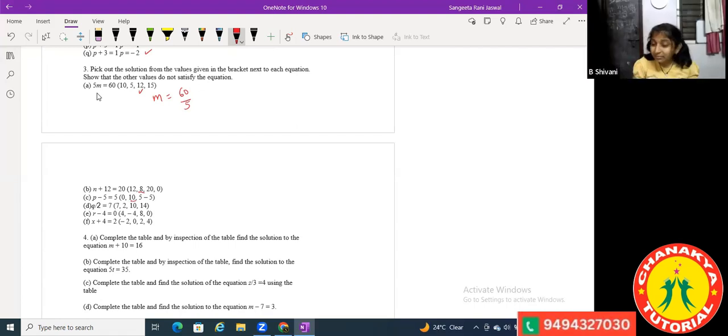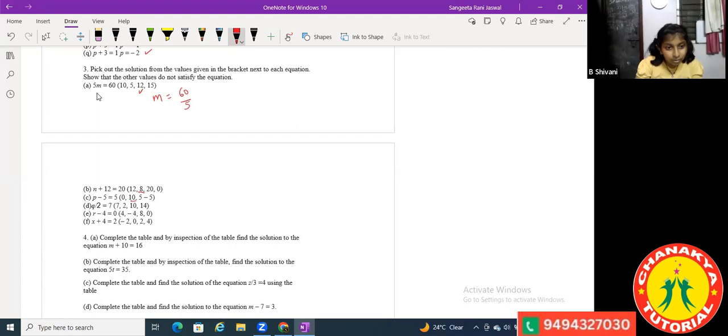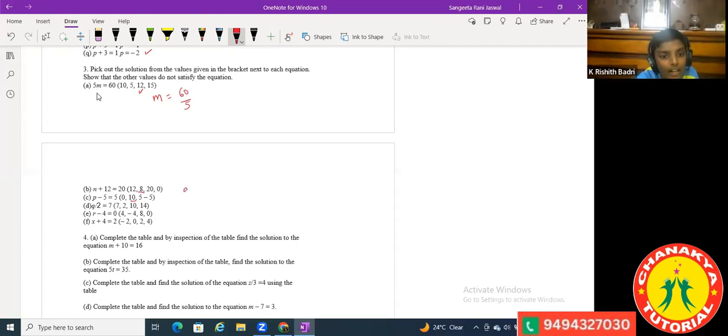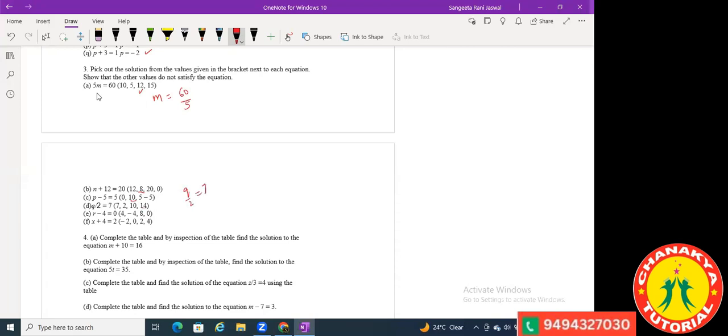Shivani, you tell me the next one. Q by 2 is equal to 7. Which is the correct value for Q here? Ma'am, can I answer? This is 14, ma'am. Yes, good. Very nice, Shivani.